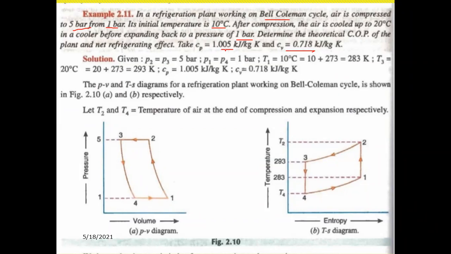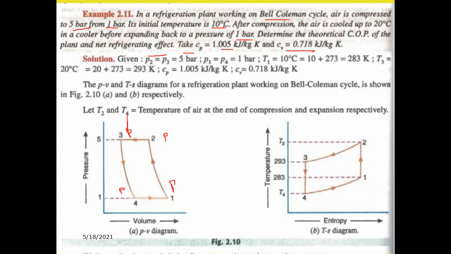So what is the given data from the question? The air is compressed from 1 bar to 5 bar. So P2 to P3 is 5 bar. See here, pressure P2, P3, and here P1, P4. P1, P4 is 1 bar. P2, P3 is 5 bar.